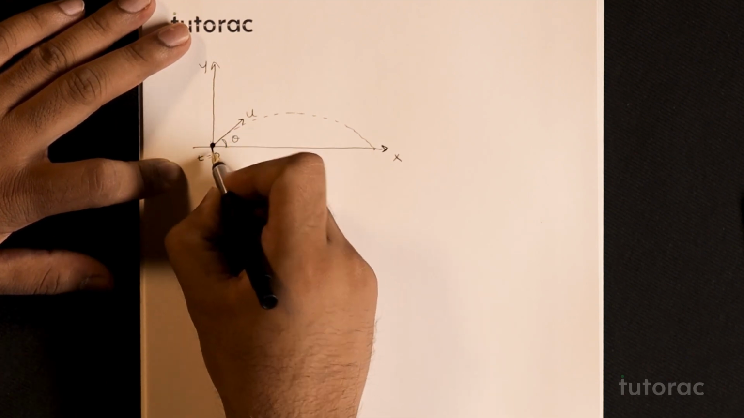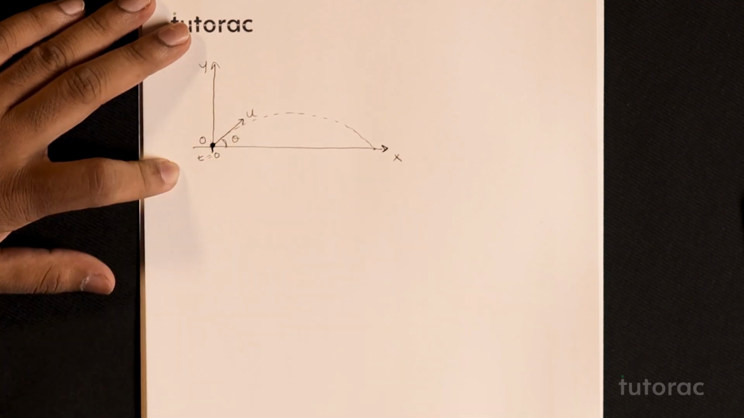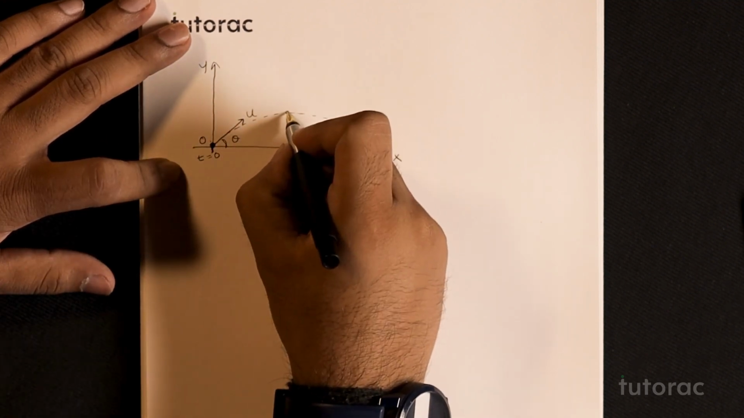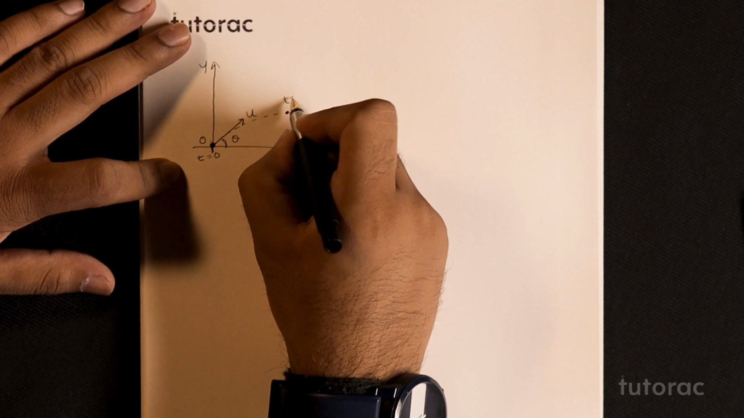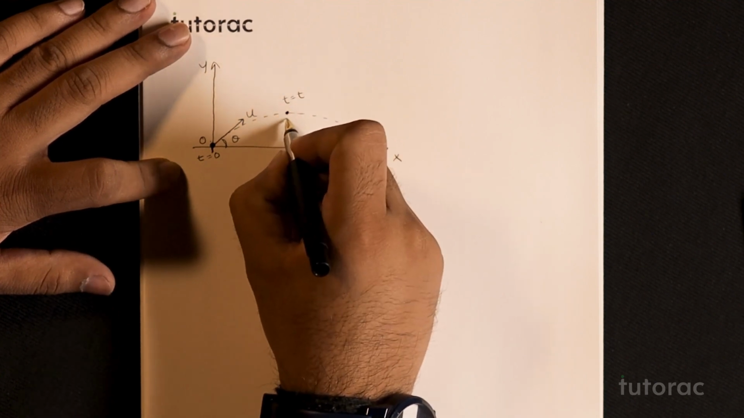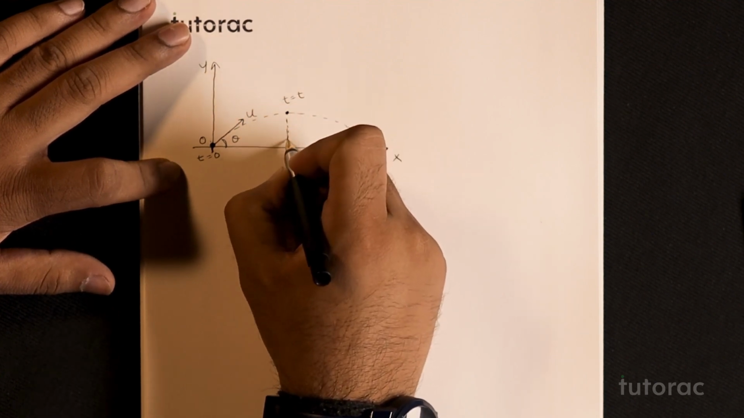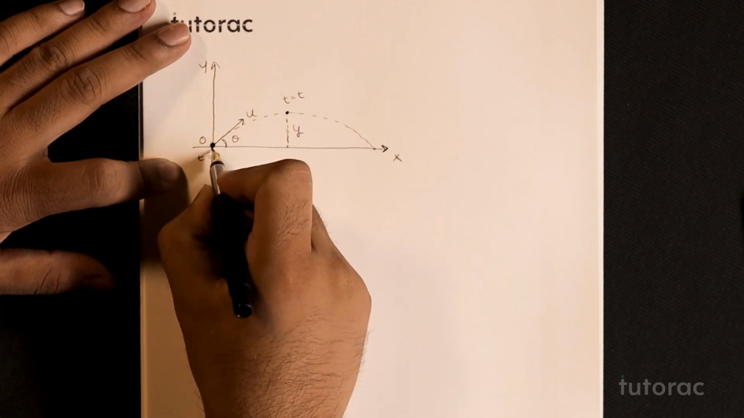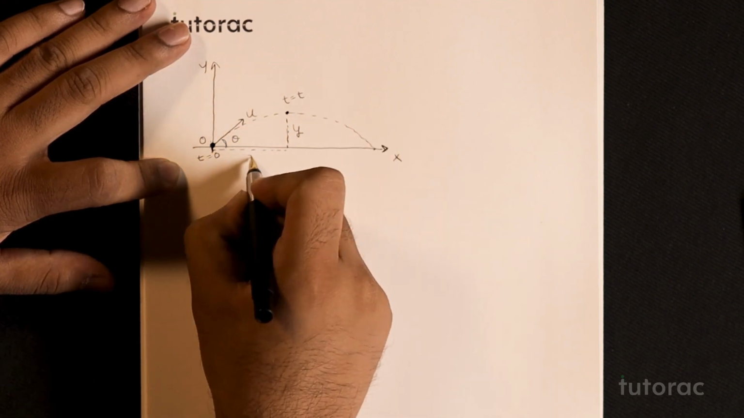The point of projection, let's say, is considered as the origin, and after any time t, suppose the particle attains a height y and it covers a horizontal distance x. So the coordinates of this particle along this path, let's say, are x comma y after any time t.